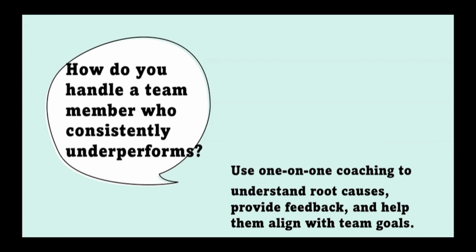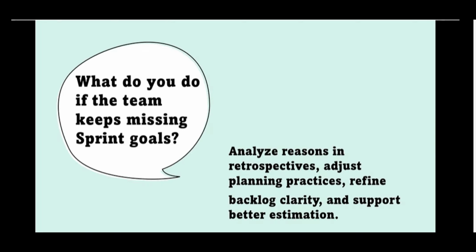How do you handle a team member who constantly underperforms? Use one on one coaching to understand root causes, provide feedback, and help them align with team goals. If the team keeps missing sprint goals, analyze reasons in retrospectives, adjust planning practices, refine backlog clarity, and support better estimation.